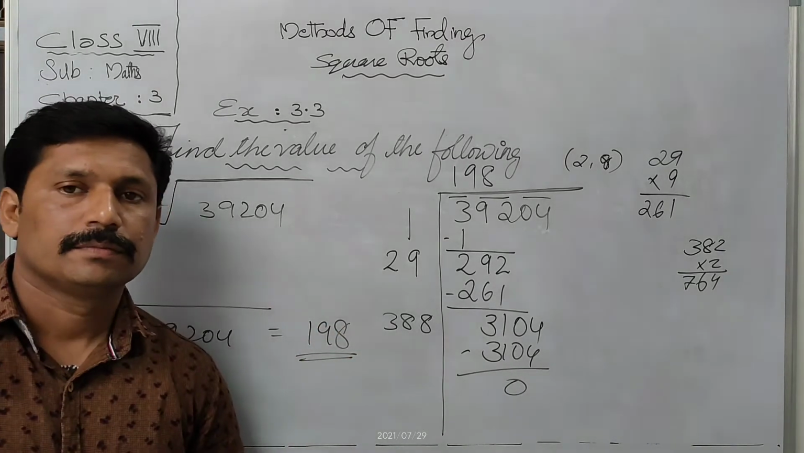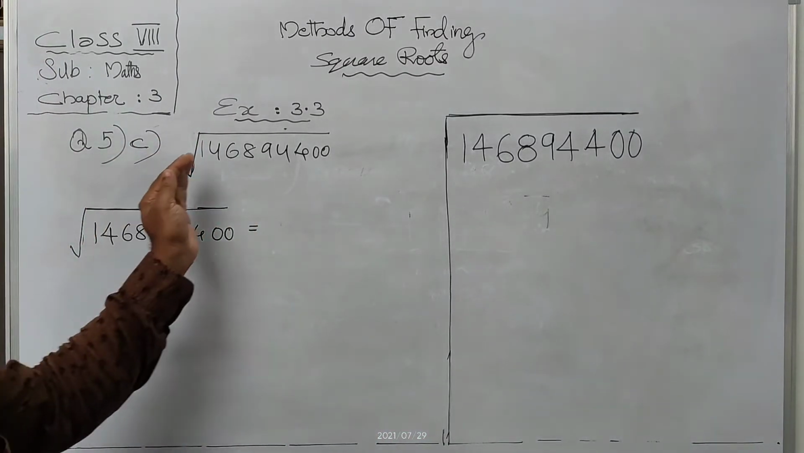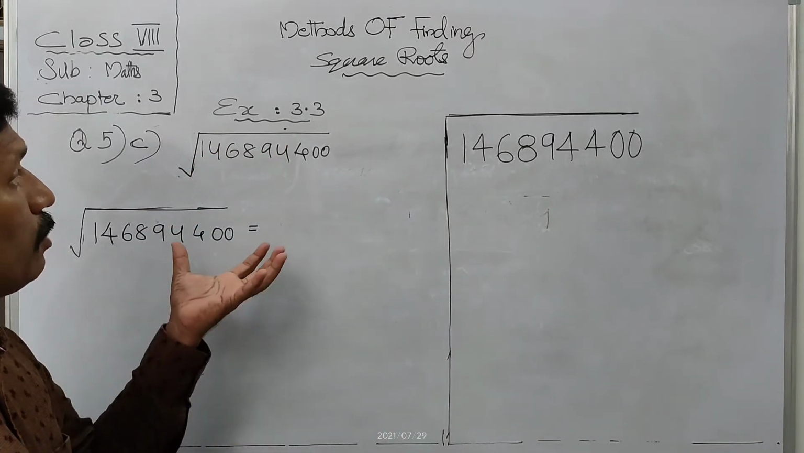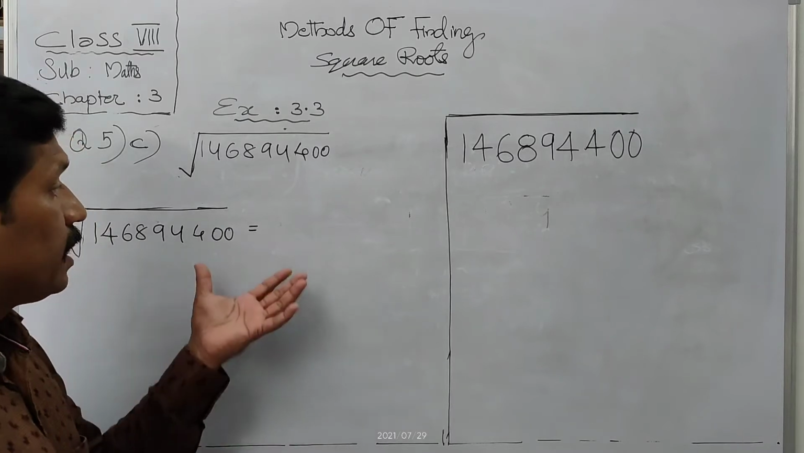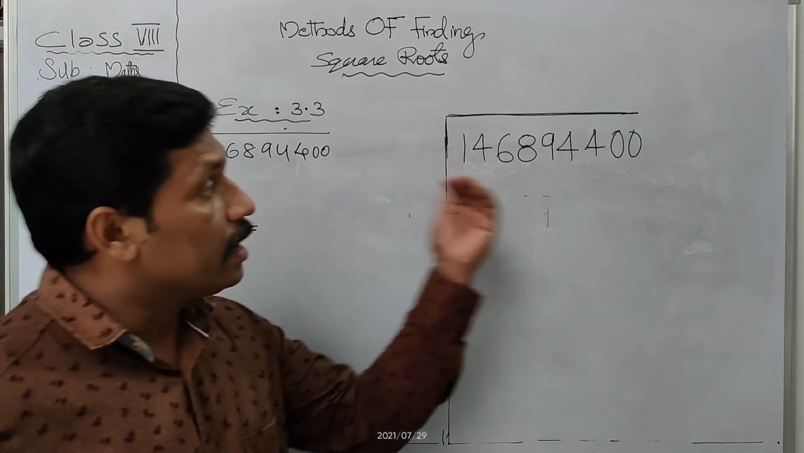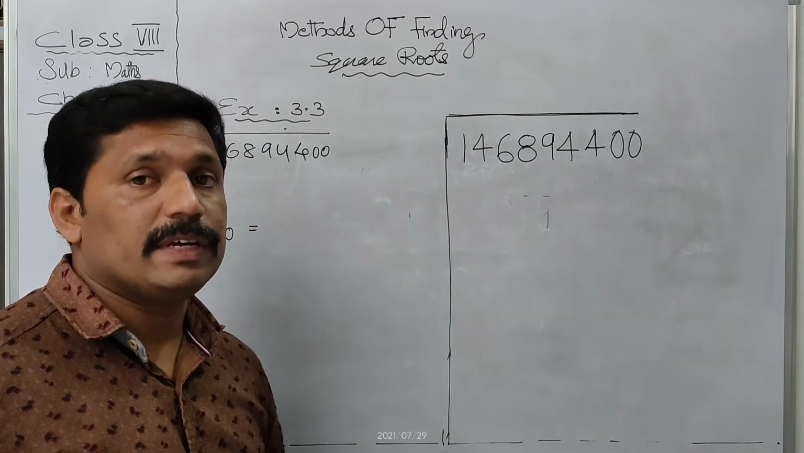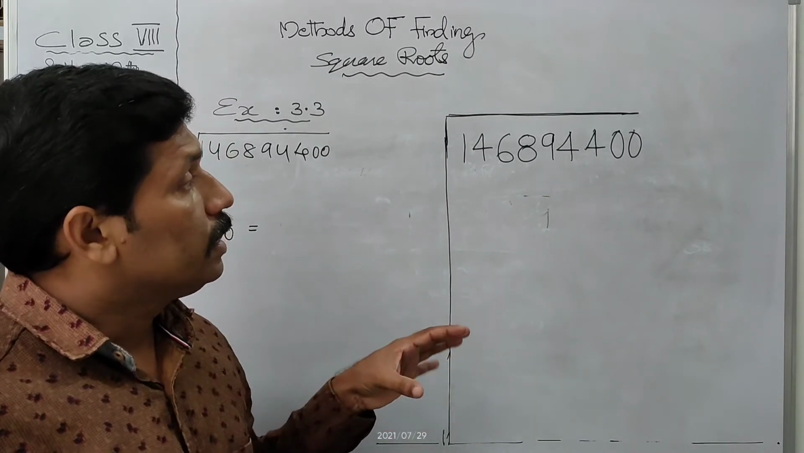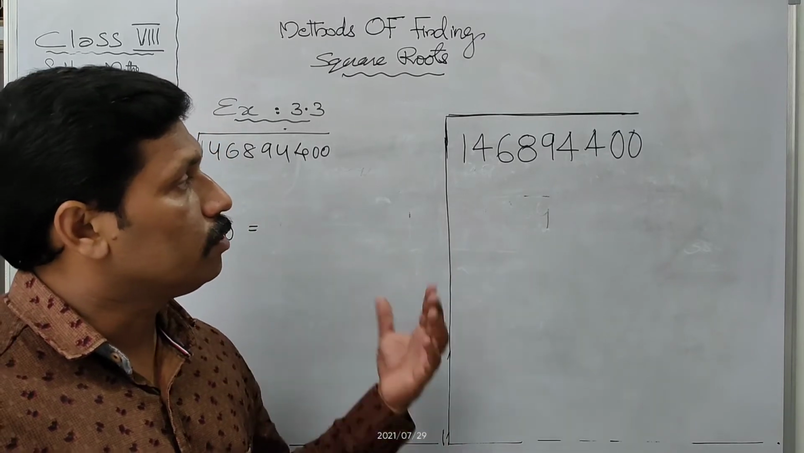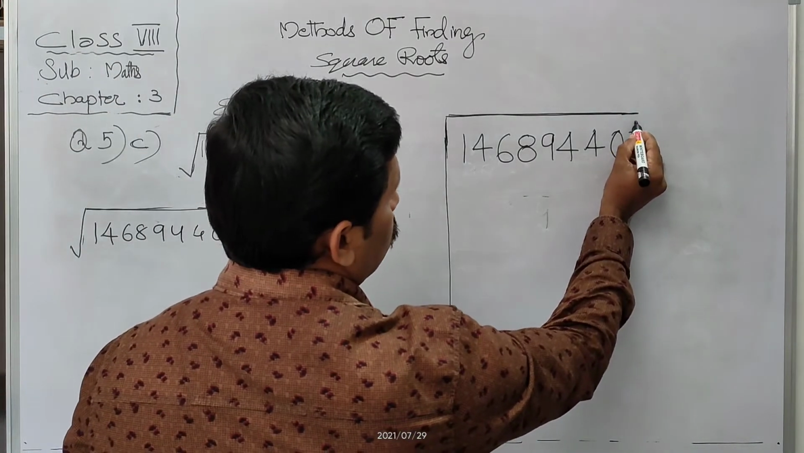198. Thank you. We will solve question C of 5th. This number, you have to find the value of this number. That means find the square root of this number. How to find it? It's a bigger number, so is it suitable to use the prime factorization method? It will be very long when we use the prime factorization method. So for a bigger number it is easier to find the square root using the long division method.